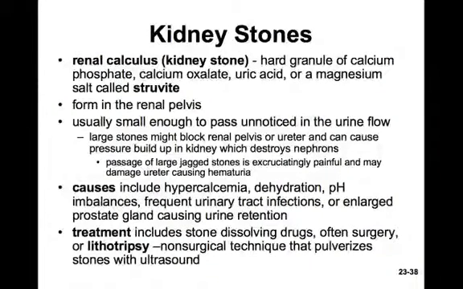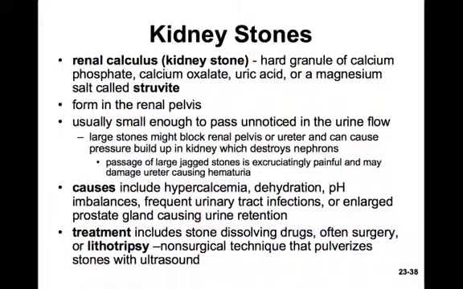So now there are 2 conditions that we'll examine that are problems in the urinary system. First of all, kidney stones. Kidney stones occur when there's sediment in the urine, in the kidneys. And it forms a hard granule of calcium phosphate or calcium oxalate, sometimes uric acid, or even magnesium. And magnesium salt is called struvite.